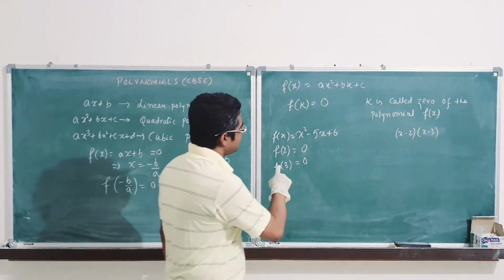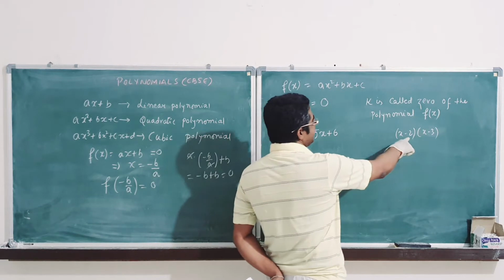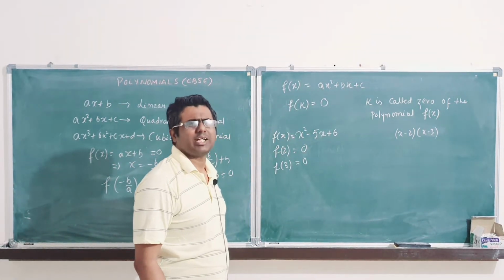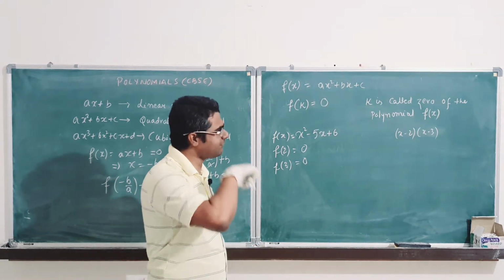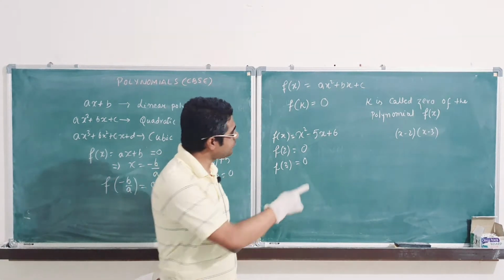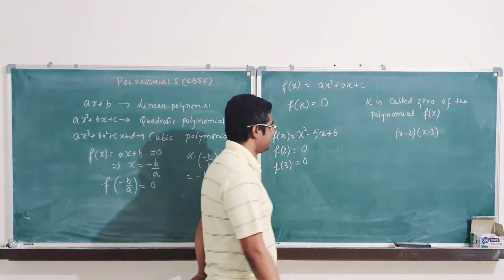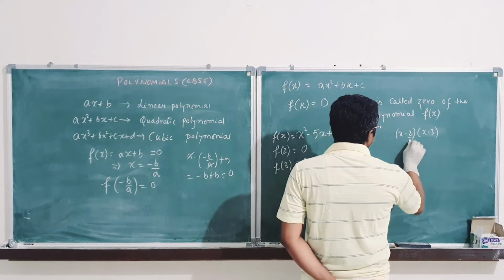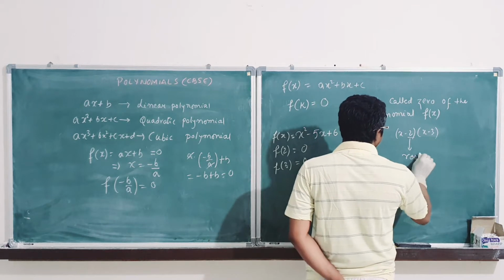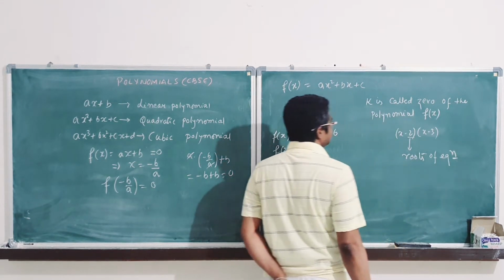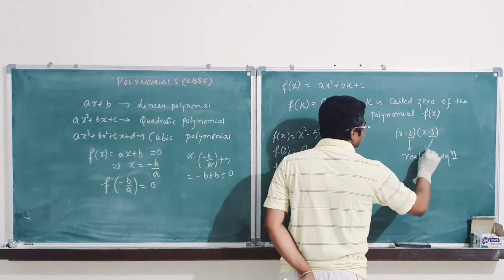So here don't we say that x minus 2 is a factor of this equation? Then 2 is what? The root of the equation, right? 2 is a root of the equation. We call this the root of the equation. 3 is also a root of the equation.